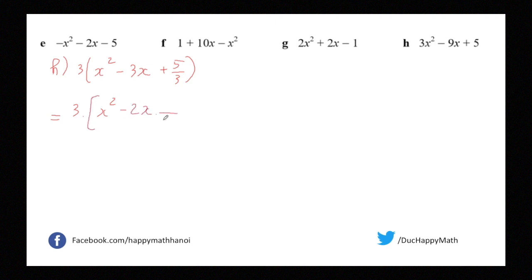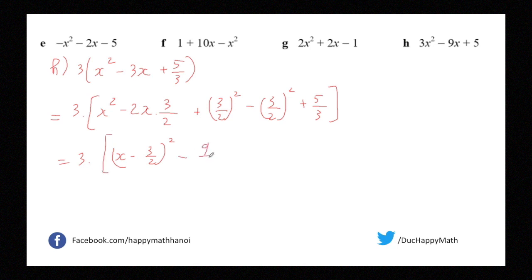Minus 2x, so you have to divide by 2 first and times 3 here. So you recognize the value of b is equal to 3 over 4, or 3 over 2. So plus 3 over 2 squared here and minus 3 over 2 squared here, and plus 5 over 3. Yes, the first 3 terms give (x minus 3 over 2) squared, and minus 9 over 4 plus 5 over 3.